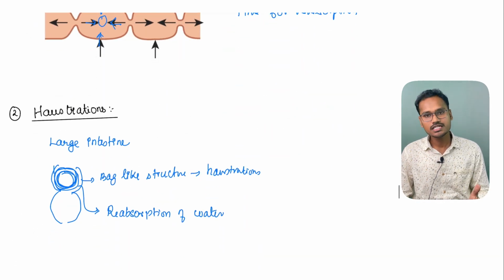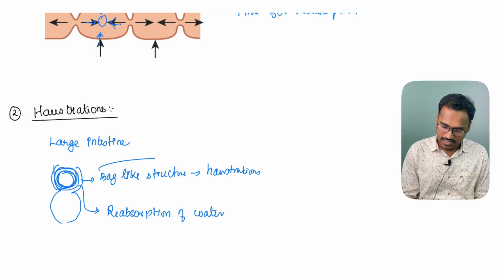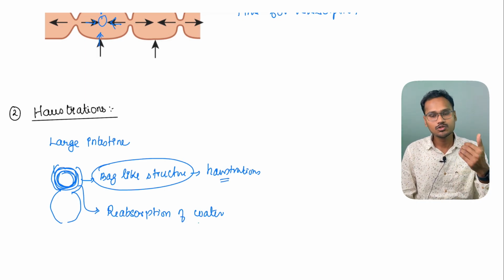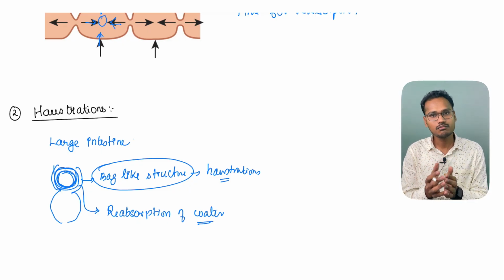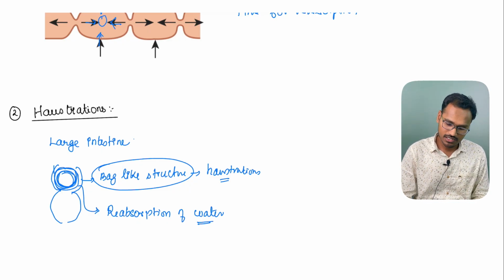Then coming to haustrations, in a similar way, it is happening in the large intestine, just like the mass movement. Here a bag-like structure will be formed, and that is called haustration. Here a large amount of water can be reabsorbed because of this haustration cycle that is formed, and it gives adequate time for the water reabsorption to happen, and it happens in the large intestine.